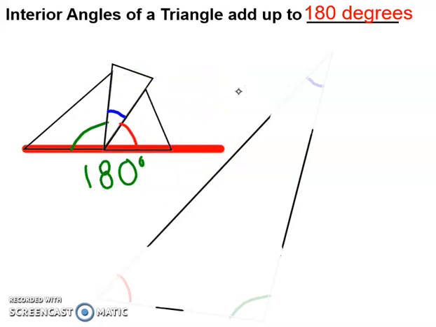So you see that these three angles make a straight line. And we know a straight line is 180 degrees. So again, this works for any triangle. If you take a piece of paper, create a triangle, and then cut off the corners, you are going to see that it will always add up to 180 degrees. So again, the interior angles of a triangle add up to 180 degrees.